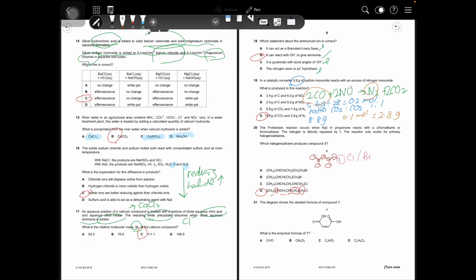The next one, the diagram shows the skeletal formula of compound Y. What is the empirical formula of compound Y? From here, we can see that it has 4 oxygen, and we can also see that it has 4 carbon, because here 1, 2, 3, 4. And it is also identified it has 4 hydrogen, because here 1, 2, and we have another hydrogen here, and another hydrogen here. Since all atoms have the same number, which is 4, that means it can be divided by the same factor, which is 4. So the empirical formula will be CHO.